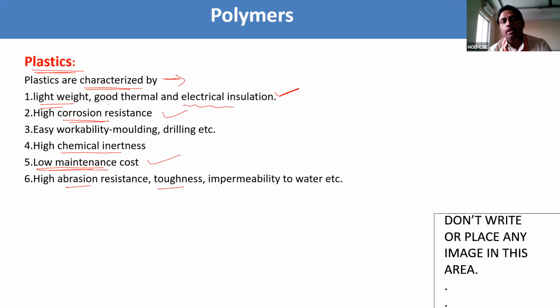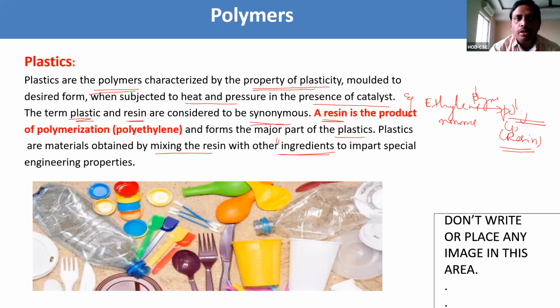Classification of plastics. Plastic is nothing but a polymer, characterized by the property of plasticity, so it can be molded into the desired form. Under heat and pressure in the presence of a catalyst, we can mold this plastic into the desired shape. The resin is the product of polymerization, for example polythene.